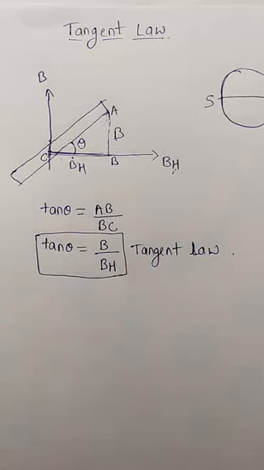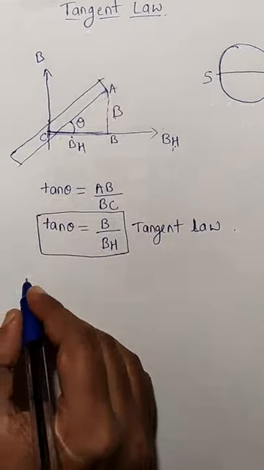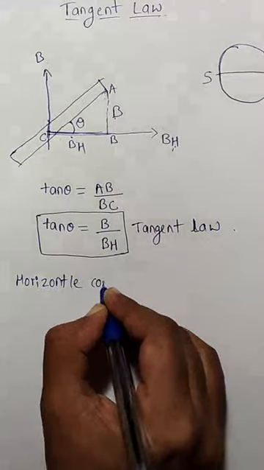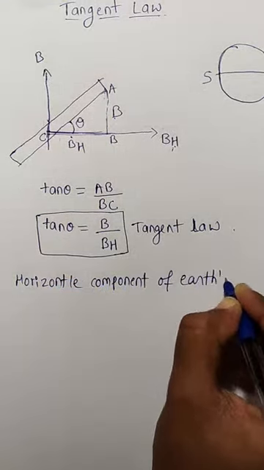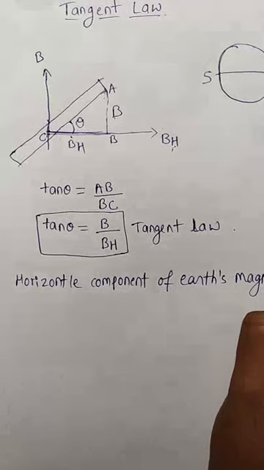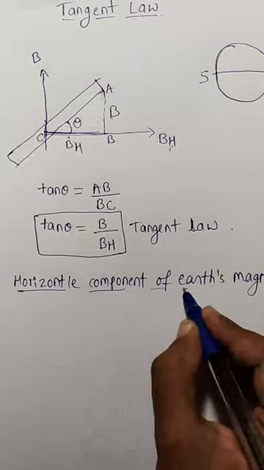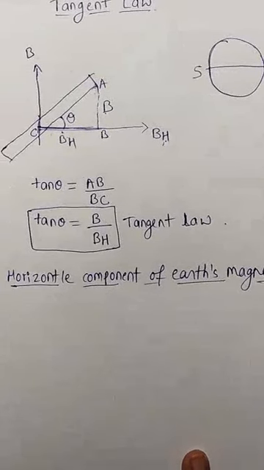The surface of the Earth has a certain magnetic field intensity along the horizontal direction, and that is called BH. Now the next point I want to say is about the horizontal component of Earth's magnetic field and how to calculate this quantity. So this is our concept, the horizontal component of Earth's magnetic field.